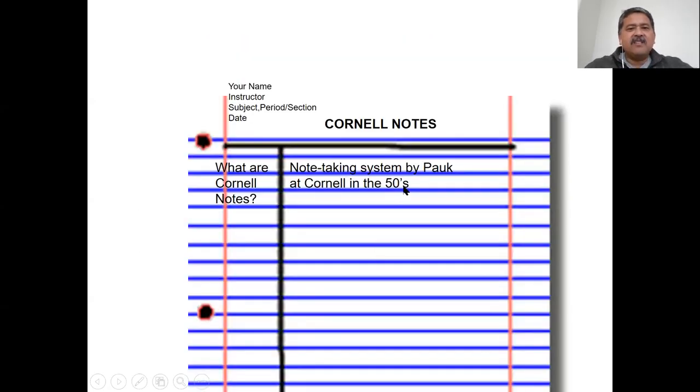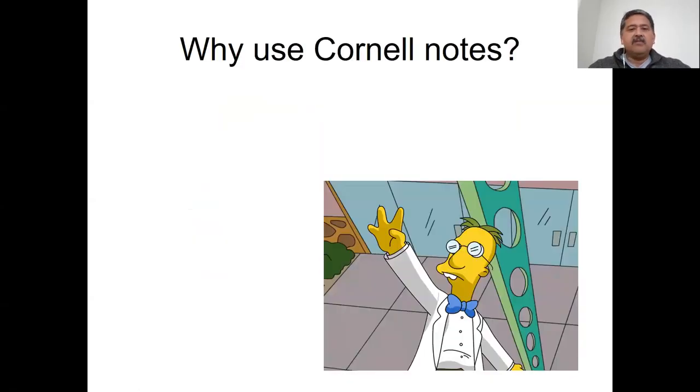Note-taking system by Pauk at Cornell in the 50s, and I also, for the title, we'll see later that this column is going to be used for questions primarily, but I wrote the question, what are Cornell notes? And the answer is going to be right next to the question. Usually when you take Cornell notes, what you do is you fill up this area here first, and then come back and write those questions. But this one was so obvious, I went ahead and put the question right to the left of the content in the body of the notes.